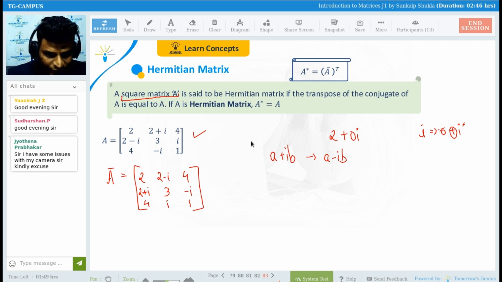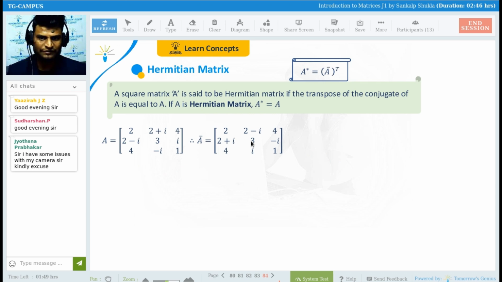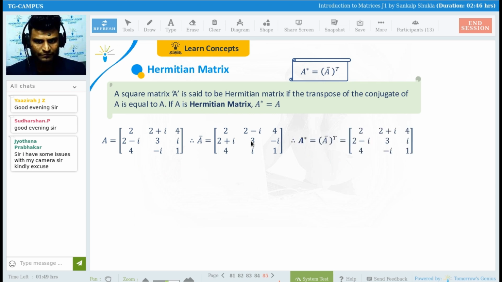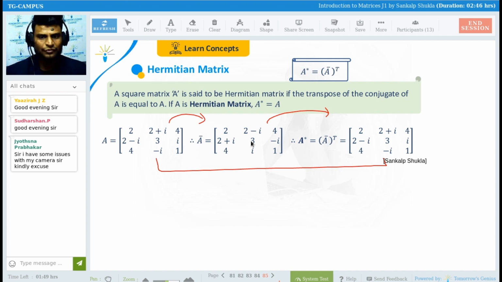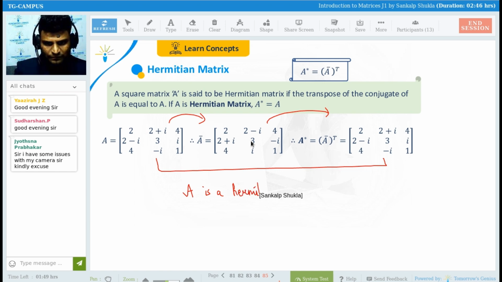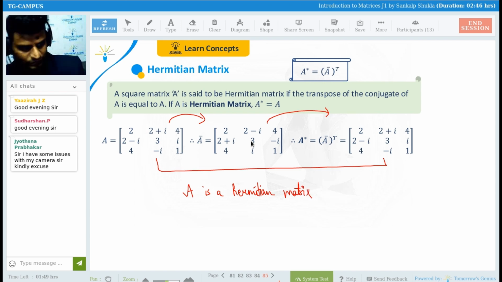Okay. Now if you take the transpose, that means you have to find the conjugate first and then take the transpose. And somehow if it came equal to the original matrix, then it is a Hermitian matrix. See, we have taken the conjugate and then taken the transpose, and you can see that the matrices are exactly same. So yes, A is a Hermitian matrix. Okay. Please note it down.